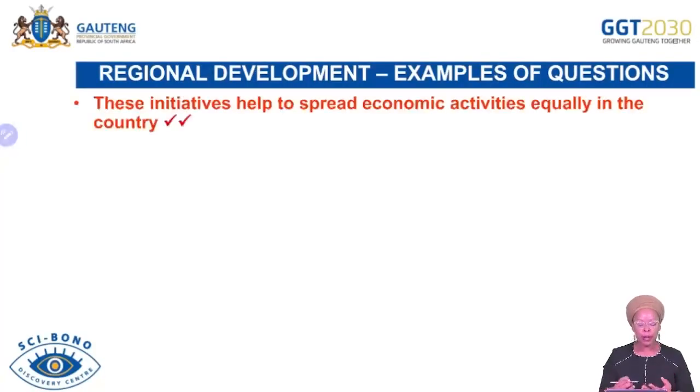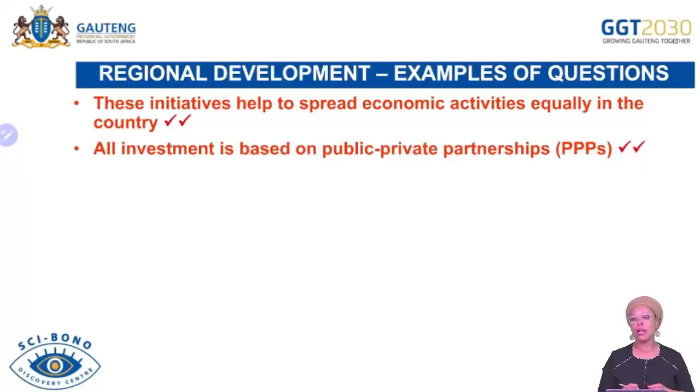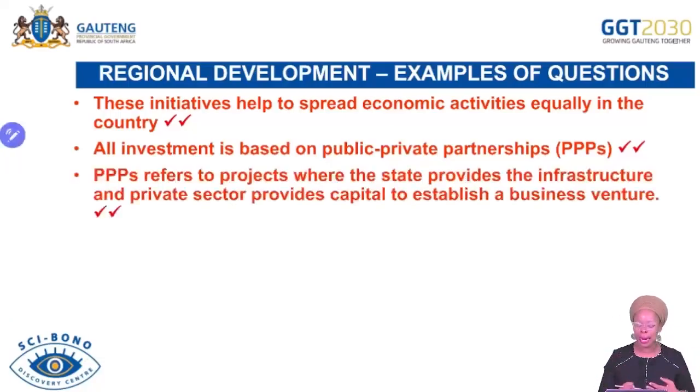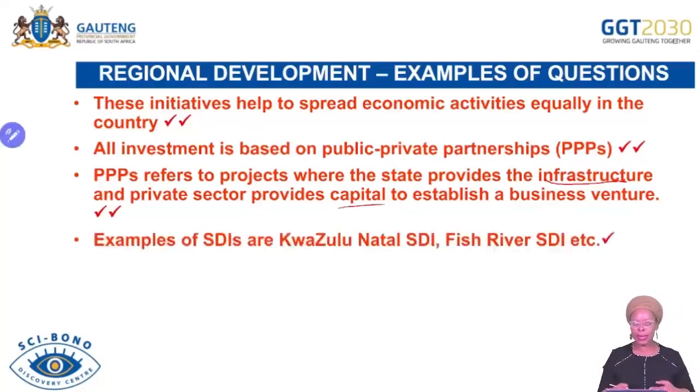This is an open question. You can write as many as you want. There's no limit. These initiatives help to spread economic activities equally in the country. Your 2 marks. If you mention that it should involve public-private partnerships, 2 marks. And even if you mention how this public-private partnership will work, it is 2 marks. Government provides infrastructure and then the private sector provides capital. That's 2 marks. But don't forget to give us an example. An example is 1 mark.